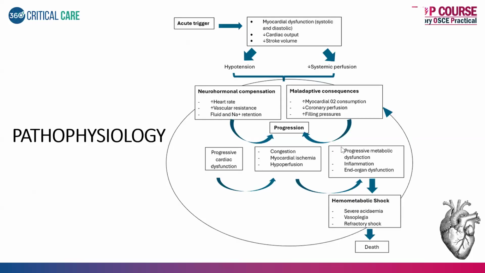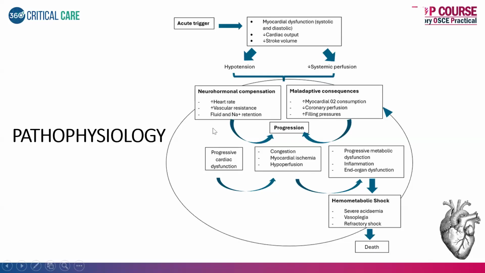The neurohumoral compensation that is set in is increase in heart rate, vascular resistance, and fluid and sodium retention, because of which there sets in a maladaptive consequence that can be increased myocardial oxygen consumption, that may be because of increased heart rate, vascular resistance, or the fluid overload causing myocardial stretch. It can cause decreased coronary perfusion and also cause increase in filling pressure.